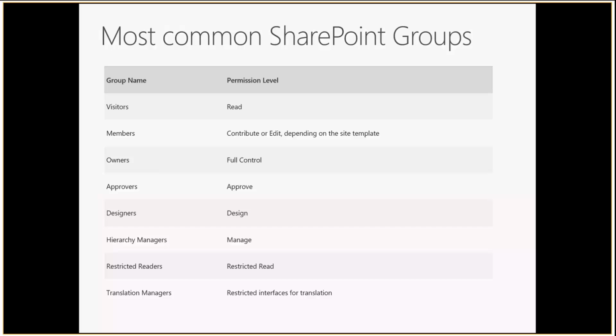So these are the groups that are created, for example, in a publishing site, also in a team site with the publishing features activated. These groups are the most common ones and are the ones that can be used. Also, if something is missing here, we can create a customized group, importing a specific custom permission level, and then use that group as we prefer.